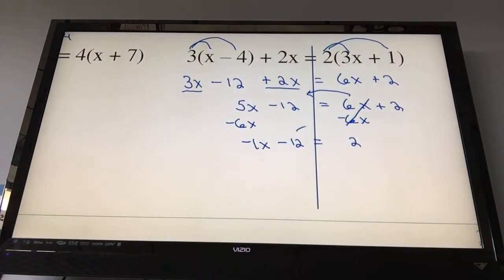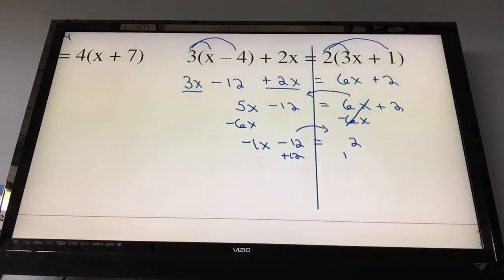What do I do to move that negative 12 to the other side? What do you see now? You would make it a positive 12, yes, and then you cancel those two out and then divide.